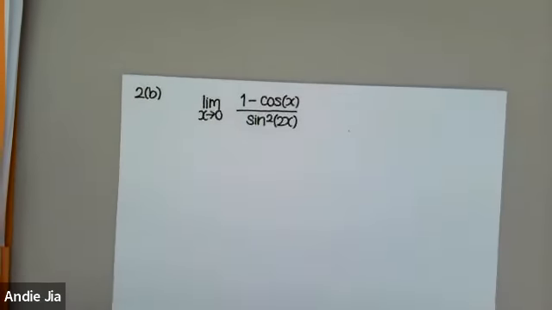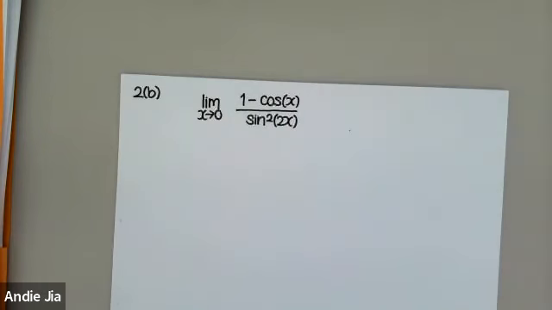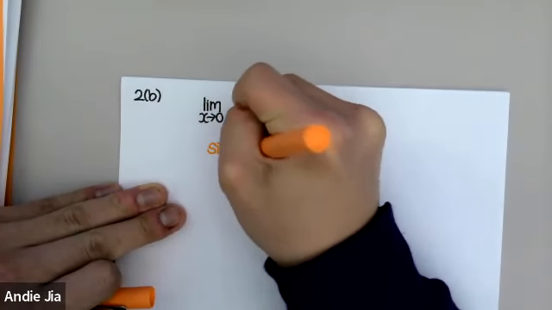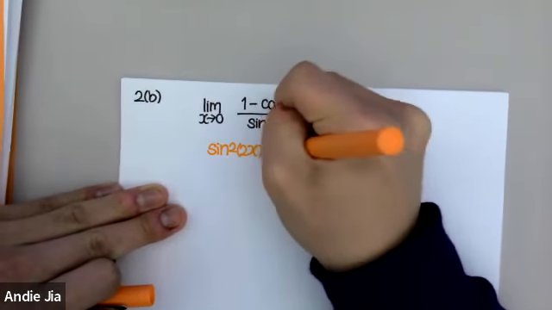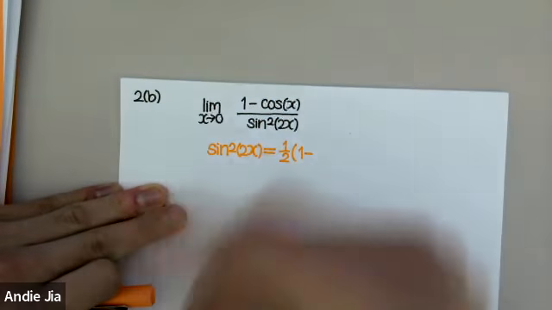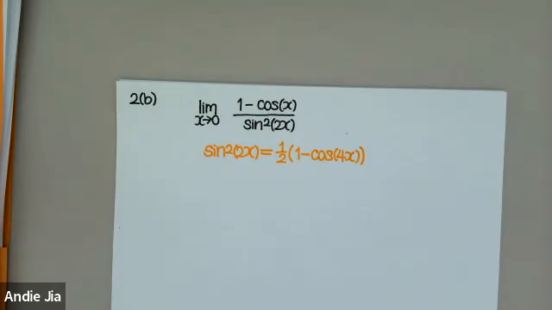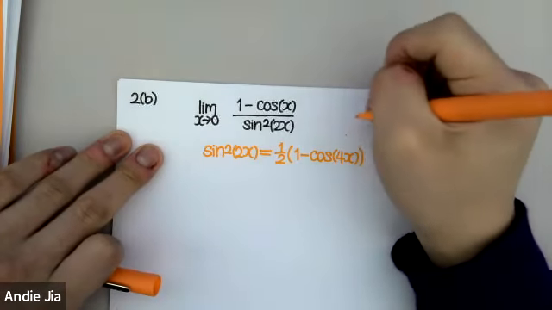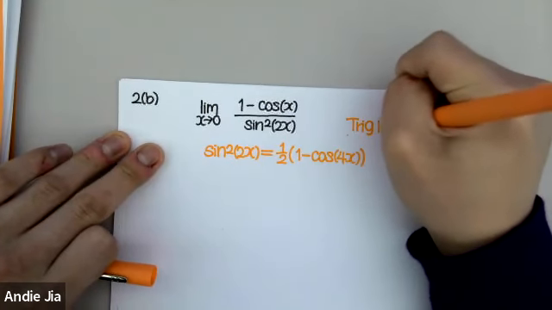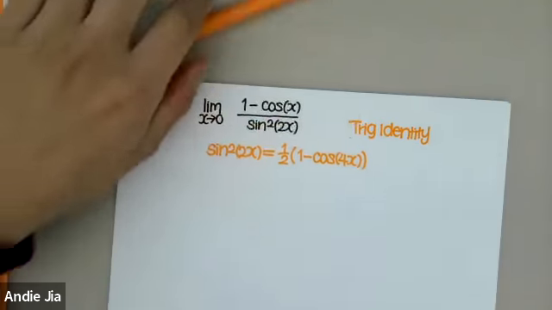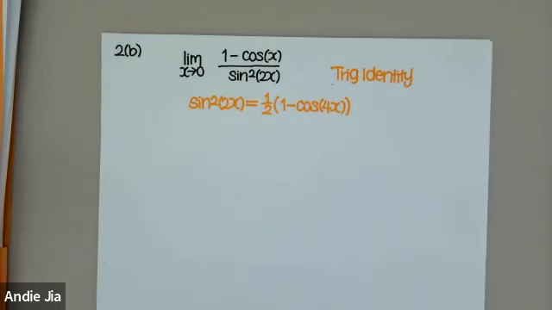Here are some trig identities here that maybe just trick you into doing anything that you want. So trig identities here. Sine squared of 2x is gonna be 1/2 times 1 minus cosine of 4x. Trig identity for this one. Now, okay, this might be easier, right?